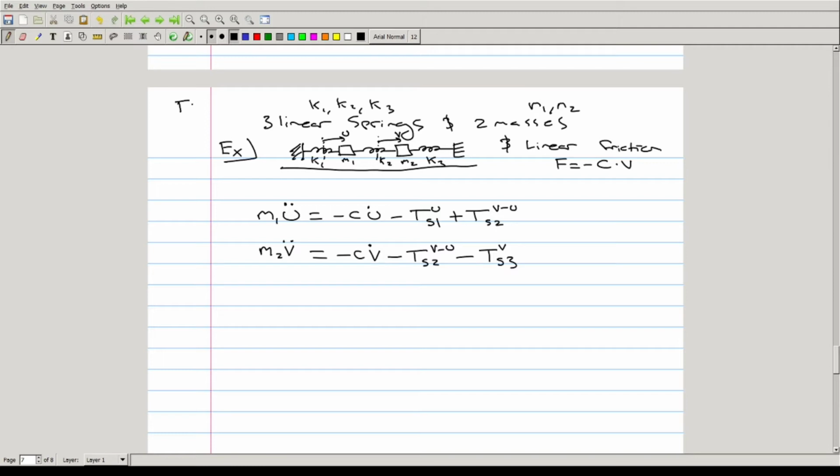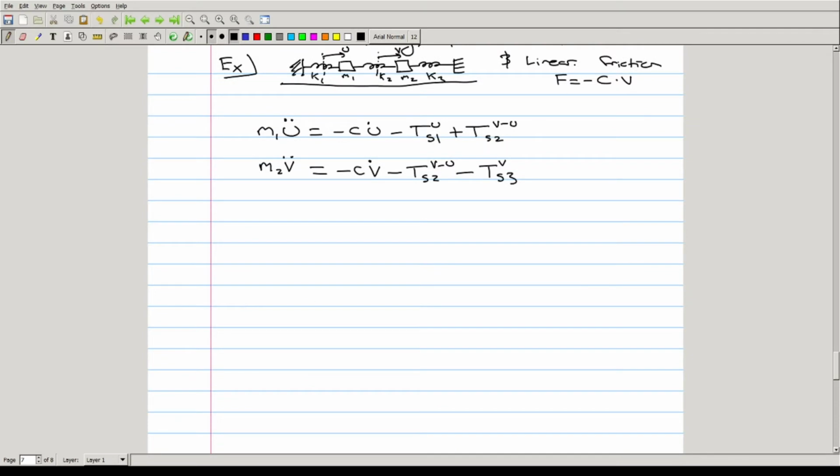So the spring tension is ki times the stretching of the spring, and we have a linear friction term. Any of these can be changed if you want to complexify the model, make it more realistic. But if we make things more complicated, we're going to end up with a nonlinear system.